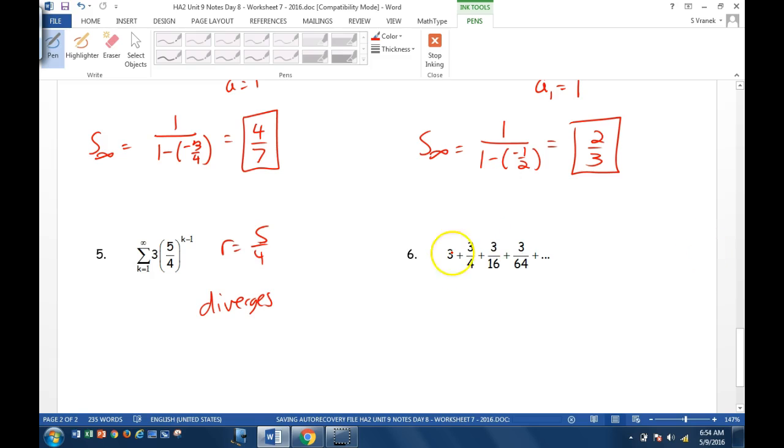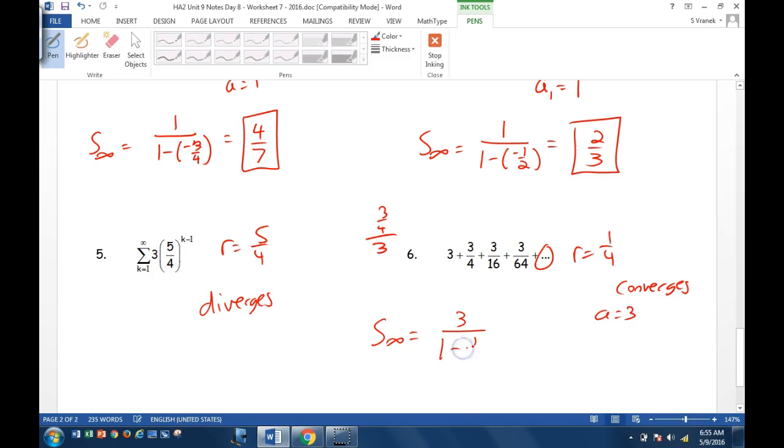And then finally, this one here, it looks like it's just multiplying by 1/4. Again, to figure that out, you can do 3/4 divided by 3, or 3/16 divided by 3/4. So that means this converges. The first term is 3. So the sum of the infinitely many terms, and we know it's infinite because of that, is 3 over 1 minus 1/4. And that's going to give us 4.